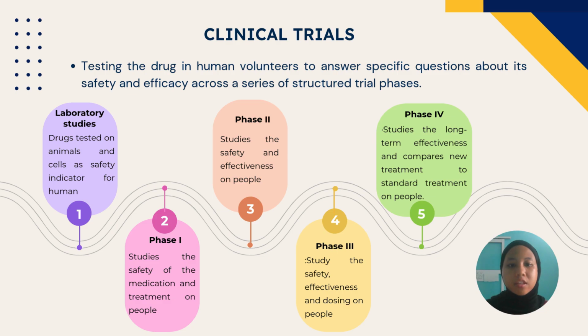The drug then enters the clinical trials, conducted in phase 1 to 4, to evaluate the safety, dosage, and effectiveness in humans. This is the most critical stage where the drug's true performance in humans is established, forming the foundation for regulatory approval and eventual patient use.